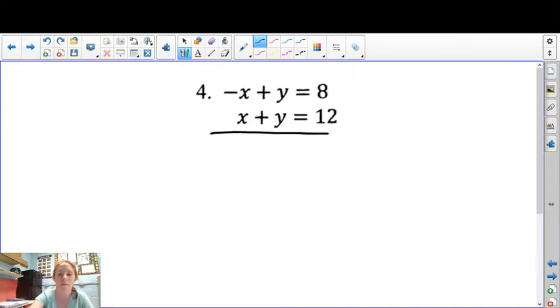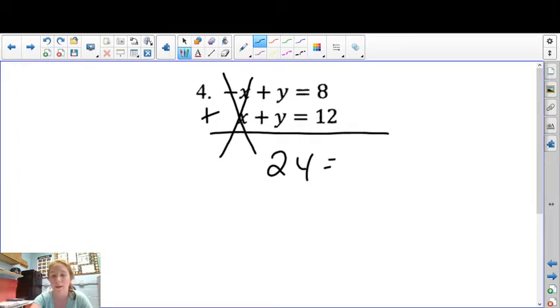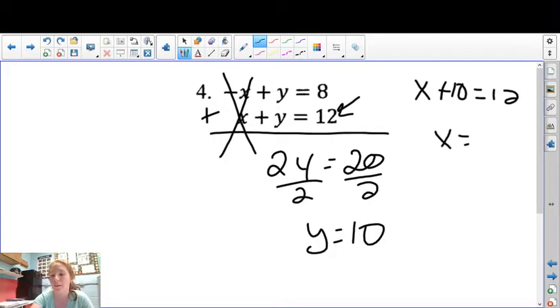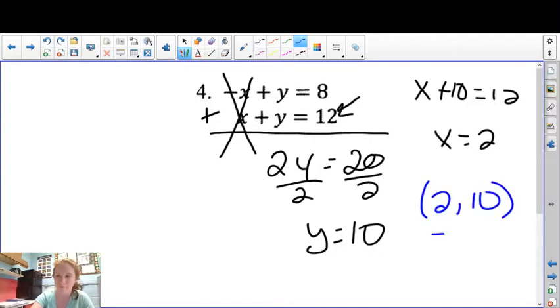All right, I'm going to go ahead and add those guys together. If you notice, I've got a positive x and a negative x, so those guys are going to cross out. Y plus y gives me 2y, and 8 and 12 give me 20. Divide by 2. I get y is equal to 10. Pick one to plug it back into. I'm going to pick the bottom one. Again, no reason, just that's what I picked. Subtract over 10, x is 2. So my solution is 2, 10.